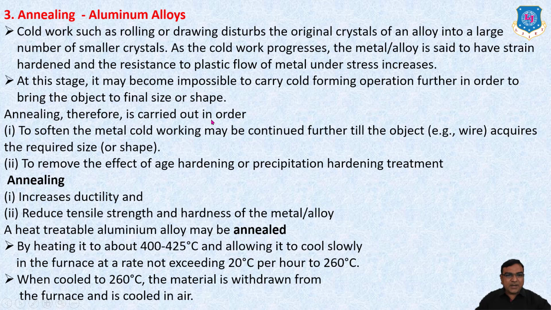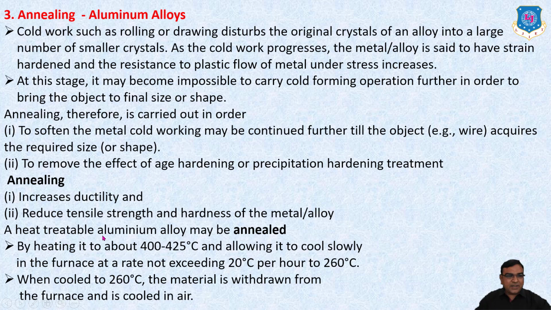Annealing, therefore, is carried out in order to soften the metal. Cold working may be continued further till the object or wire acquires the required size or shape. Annealing is also used to remove the effect of age hardening or precipitation hardening treatment. Annealing will increase ductility and reduce the tensile strength and hardness of the metal or alloys.